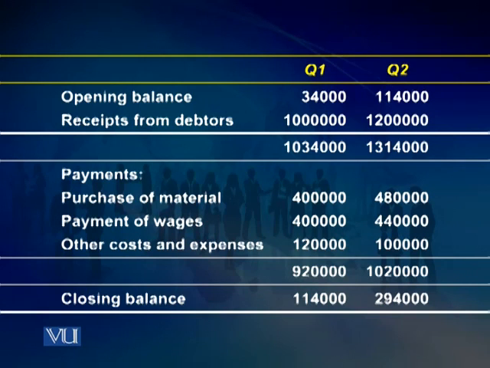Payments, purchase of material is 400,000. Payments of wages is also 400,000. This is all figures in the first quarter. Other costs and expenses are 120,000. So total expenses are 920,000, and the total inflows was 1,034,000, which gave closing balance at the end of quarter 1 of 114,000. The cash budget can be divided into whatever is the appropriate number of periods.